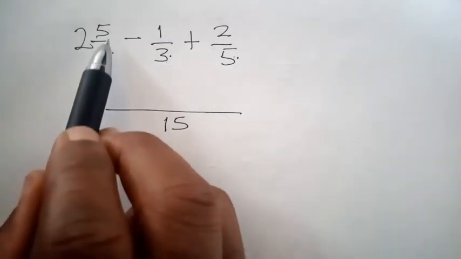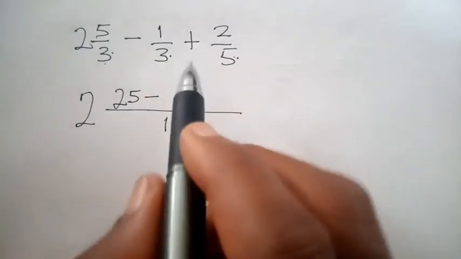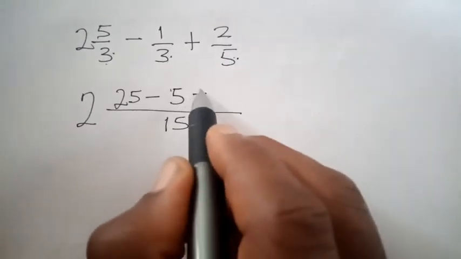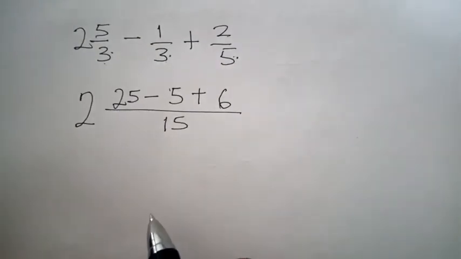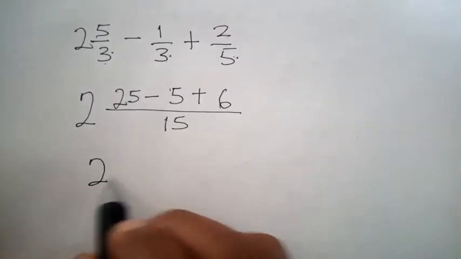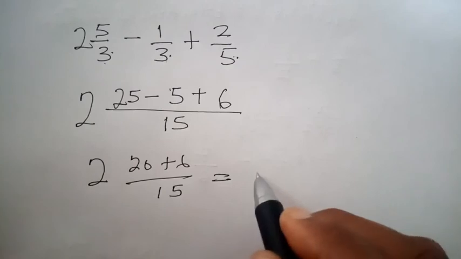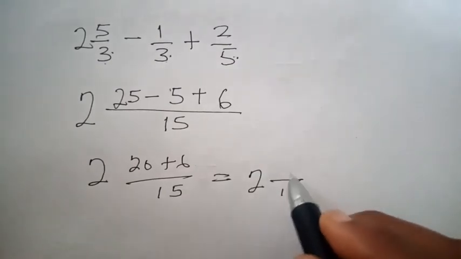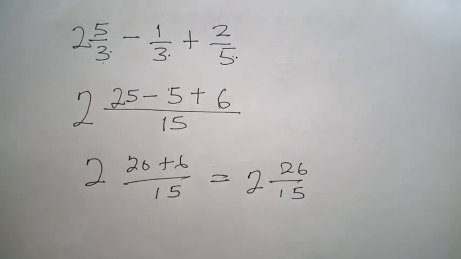So 5 times 5 is 25, minus 5 times 1 is 5, plus 3 times 2 is 6. So at this point, I will just go straight. 25 minus 5 is 20 plus 6 over 15, which gives me two whole number 26 over 15. 15 must always be there. Can we reduce 26 over 15? Can 3 divide 26? No, 3 cannot divide 26. So that is the answer.